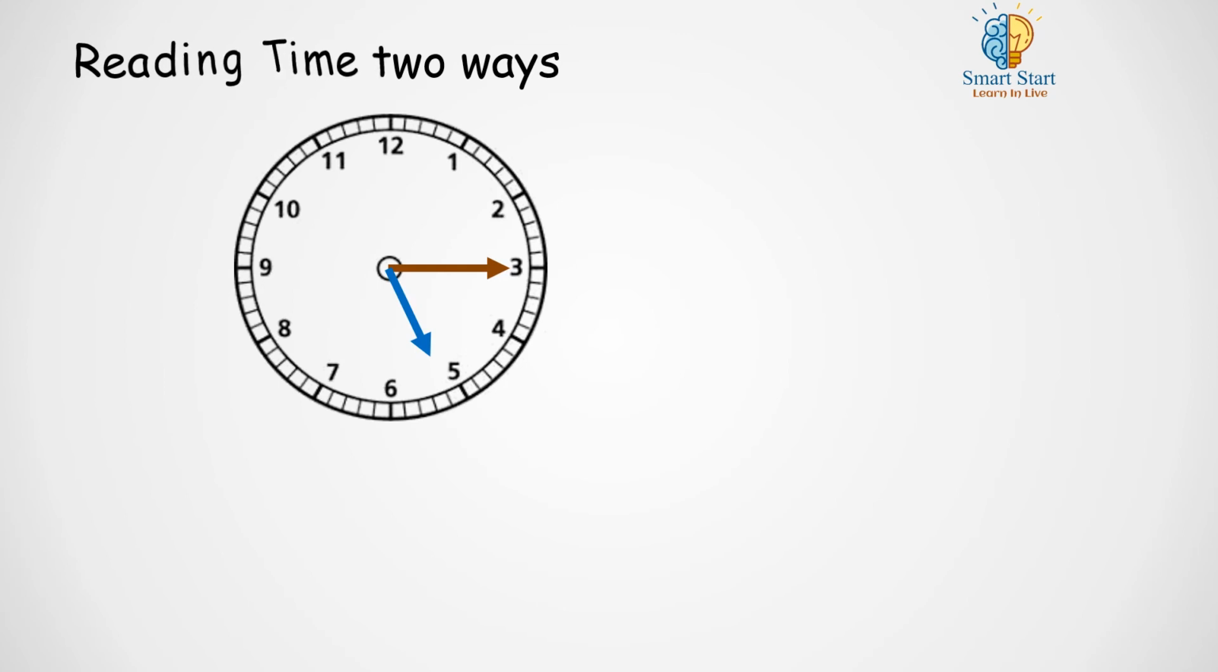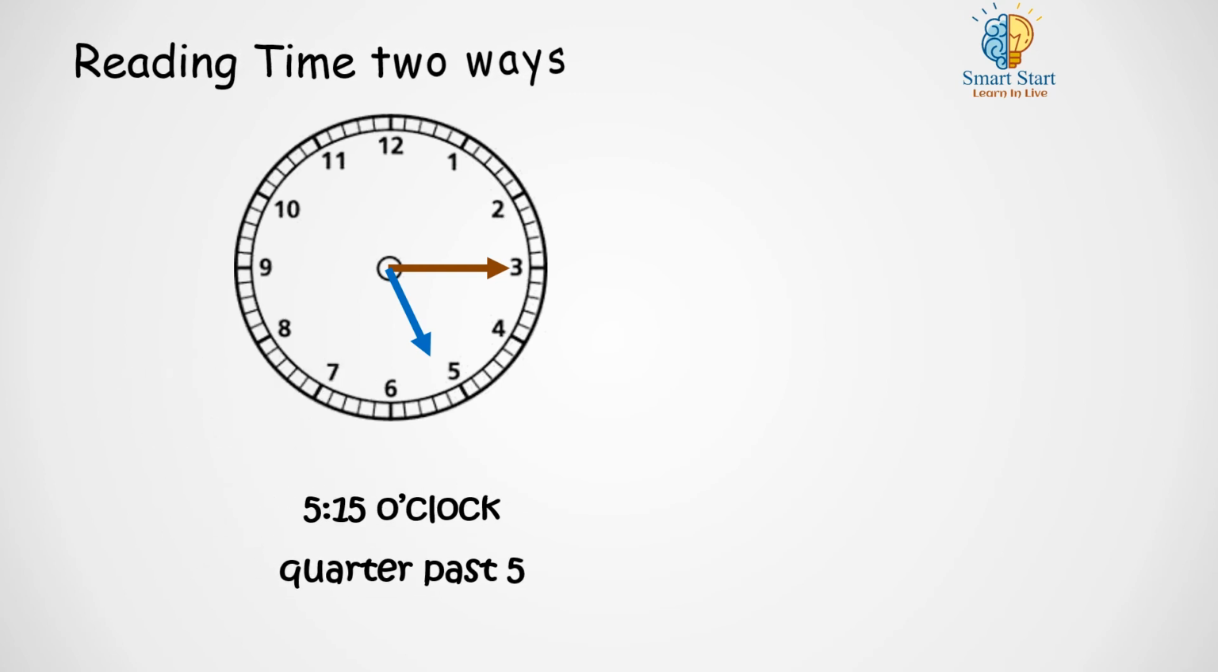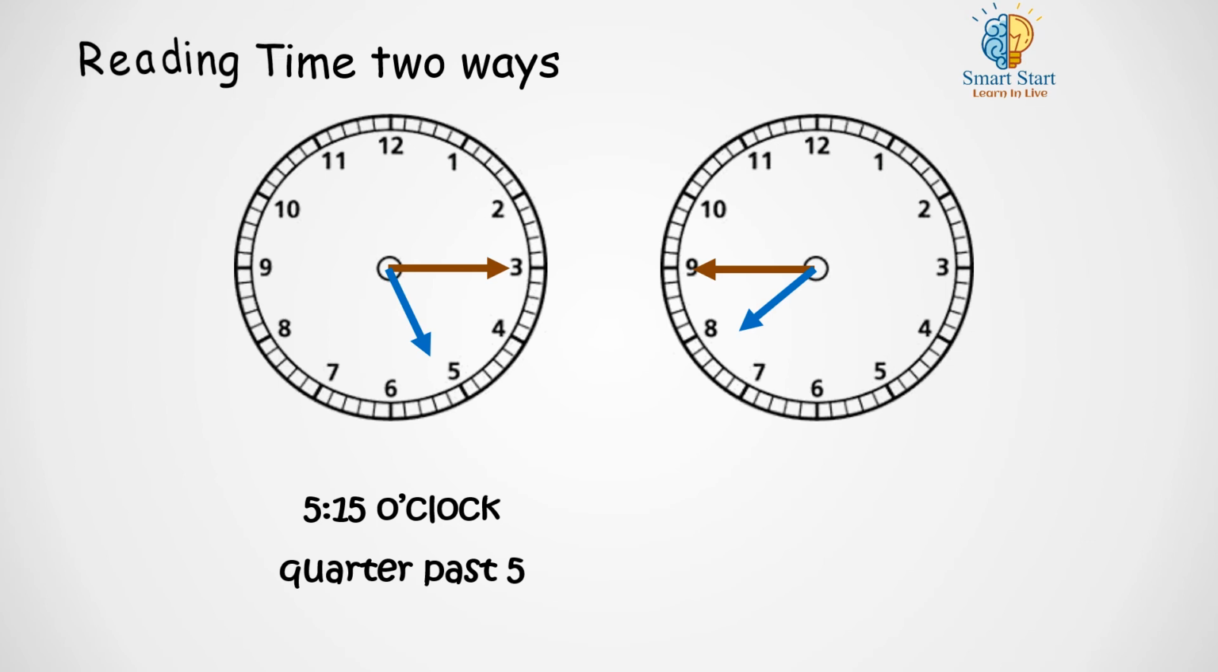Here the hour hand is on 5 and the minute hand is on 8. This means 15 minutes completed after 5, that is quarter past the hour. That is read as 5:15 o'clock or 15 minutes past 5 or quarter past 5.